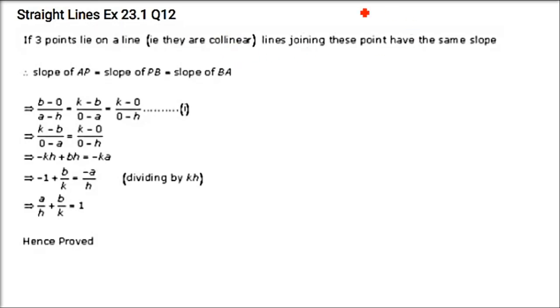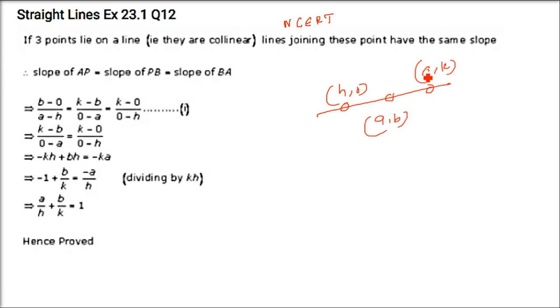First thing, this is an NCERT question. This is an NCERT question, important question. If 3 points (h, 0), (a, b) and (0, k) lie on a line, show that a by h plus b by k equals 1. So these are 3 points. Let us say the first point is (h, 0), second point is (a, b) and third point is (0, k).